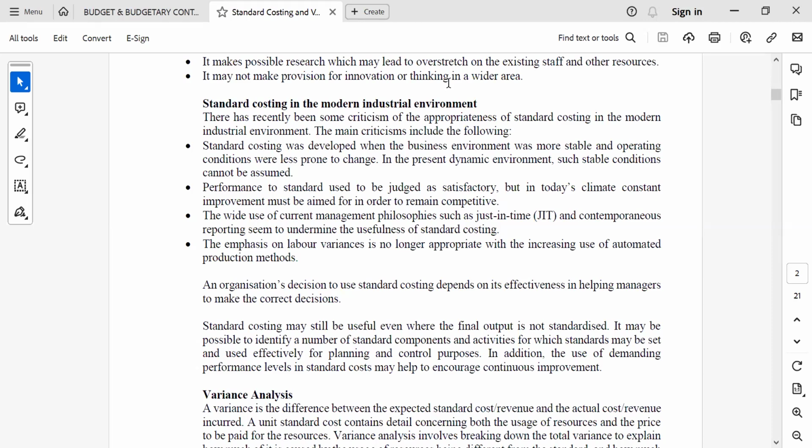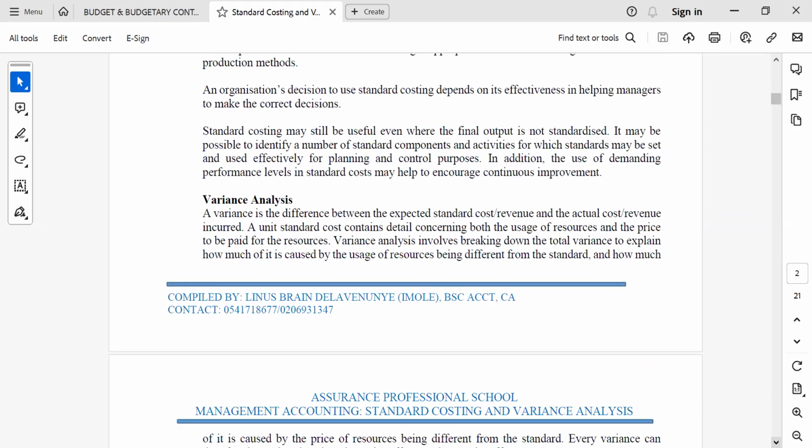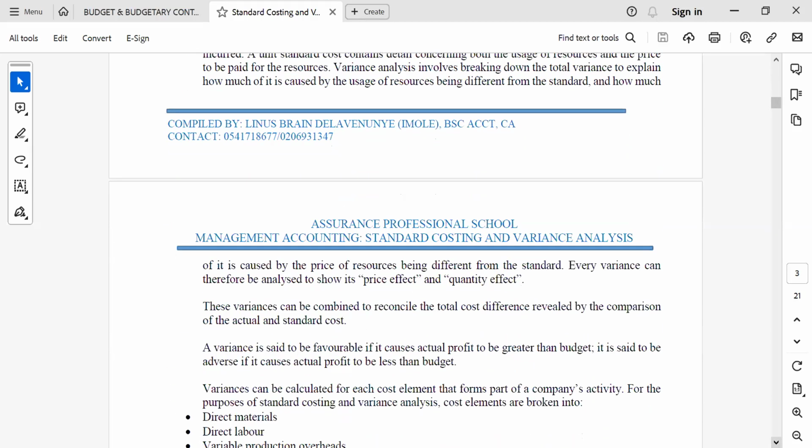Standard will be set for items that we can control. Automated machines. Now the production process is highly automated. Standard setting will be very difficult under those conditions.